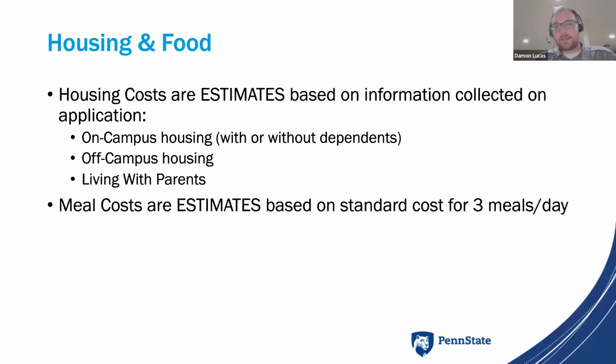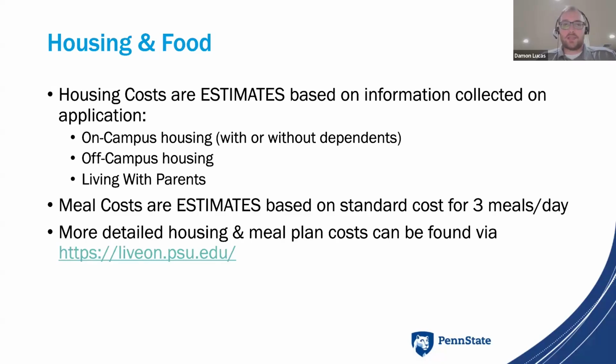Meal costs are estimates based on the standard cost of three meals a day. For more details on on-campus housing and the meal plan costs, you can find this via liveon.puc.edu. Again, this is some information that gets calculated into that overall cost of attendance. But if you do have further questions, liveon.puc.edu are the best folks to help you figure out which meal plan's best for you and which housing options are out there for you.